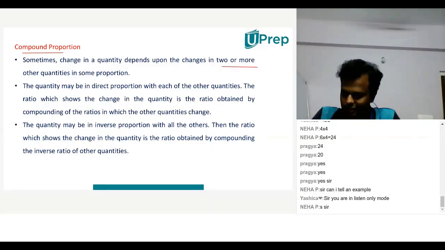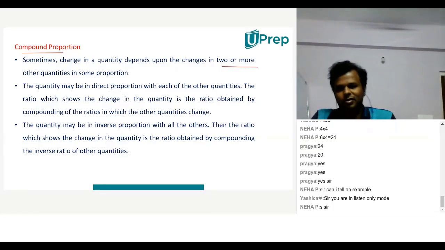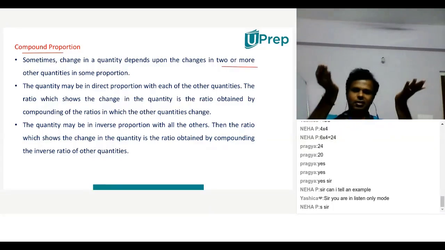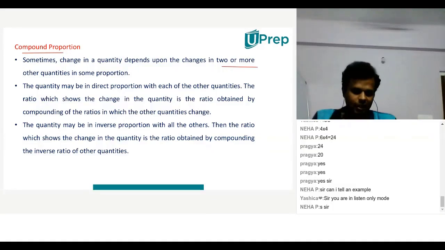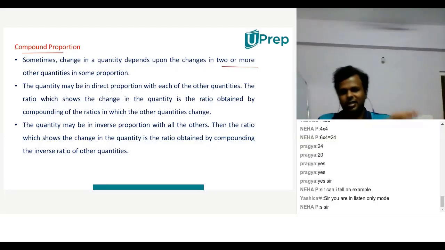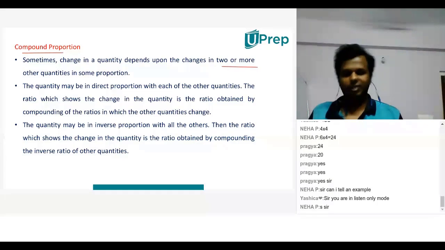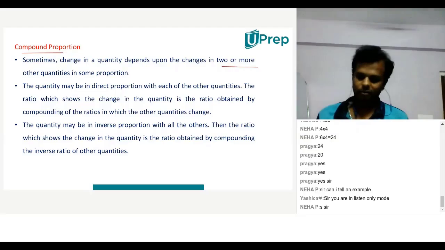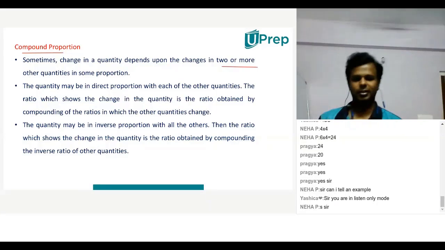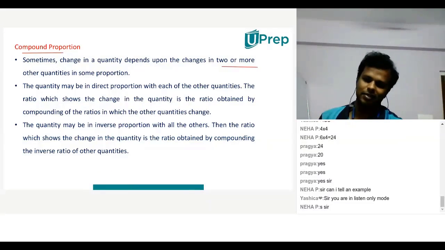So children, what it says here is, there we saw only two quantities, right? In direct proportion, one is increasing, the other is increasing; one is decreasing, the other is decreasing. In inverse, if one is increasing, the other is decreasing, and if one is decreasing, the other is increasing. So there we have seen only two quantities. In compound proportion, we have more than two quantities. So compound means more than two. You just need to remember that. Okay. And do not worry about these points here. When you have an example, I think it is easy for you to understand.